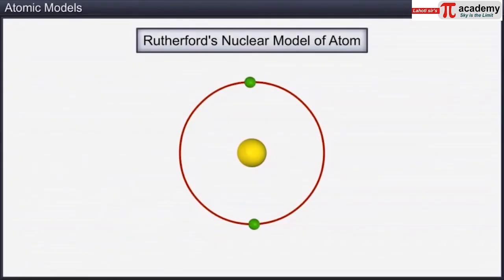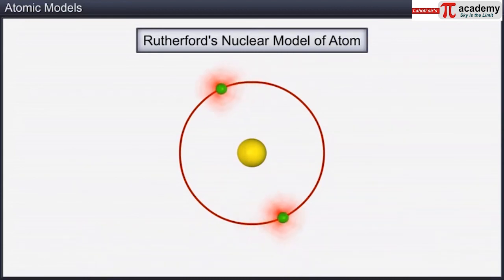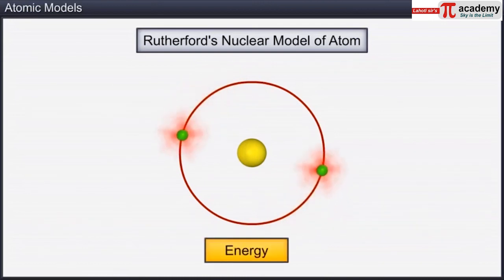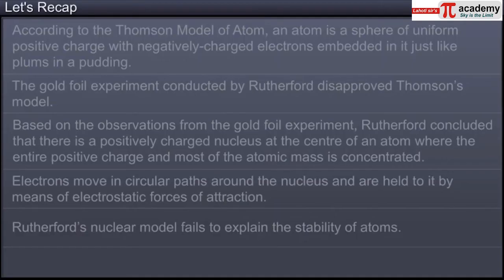Thus, Rutherford's model could account for the presence of nucleus and electrons outside the nucleus. However, it failed to explain the stability of an atom. According to Maxwell's theory of electromagnetic radiation, a charged particle in circular motion emits energy continuously. Hence, an electron revolving round the nucleus also loses energy. As a consequence of this, the electron follows a spiral path towards the nucleus, and this ultimately results in the collapse of an atom. You have reached the end of this module.